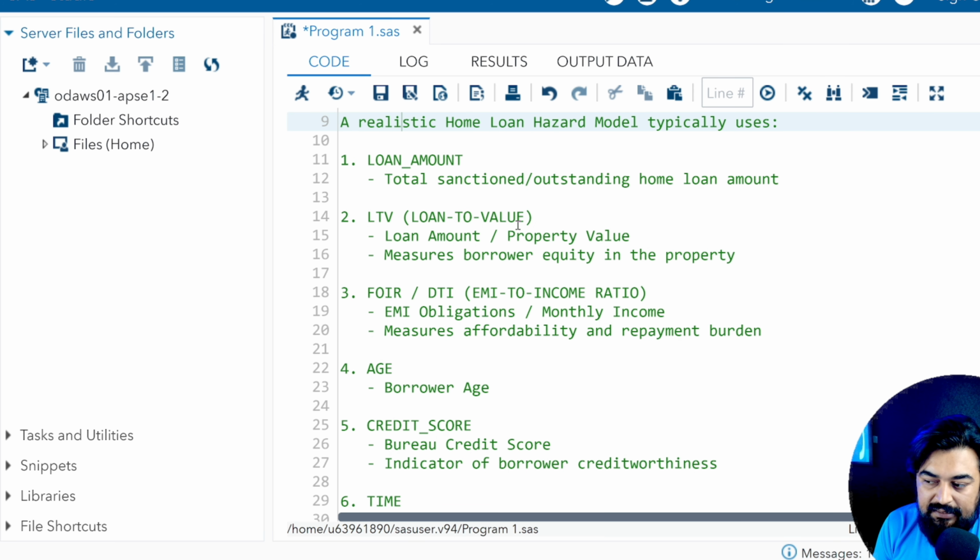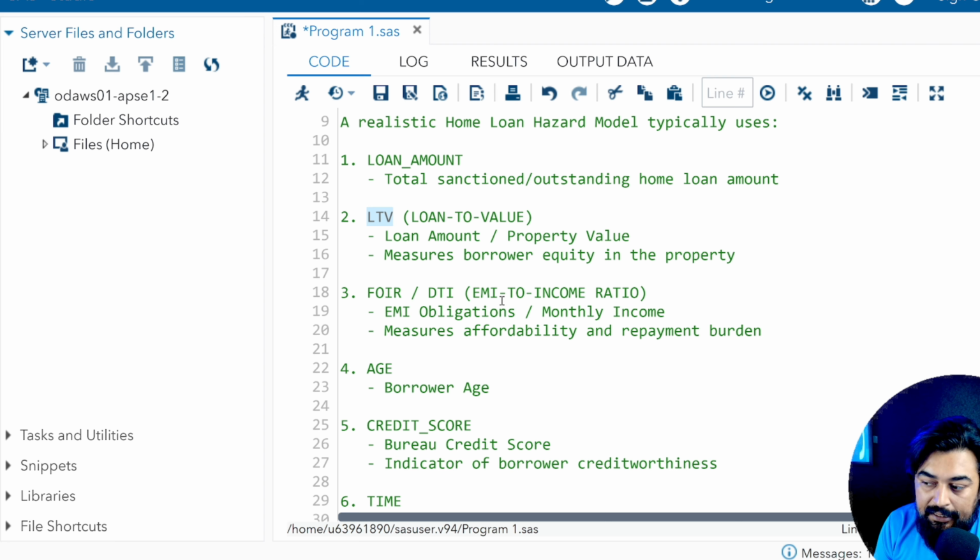I hope this makes sense. These are pretty easy. Loan amount is the amount which you have taken as a loan. What is pending? Then loan to value means your property. Let's say the property is your home. Against your property, what is the loan value? That is the calculation done, and that's the value of this particular variable.